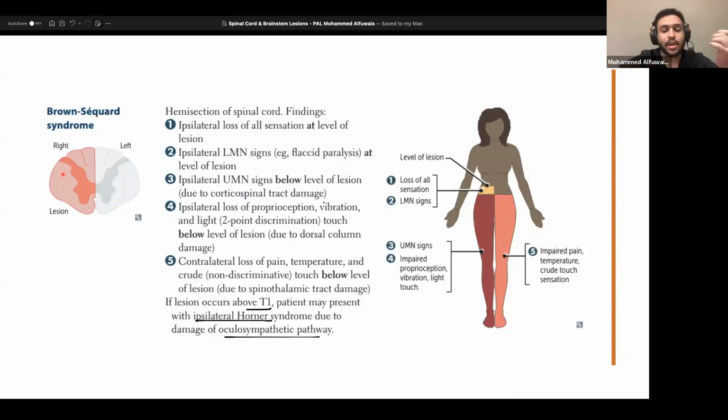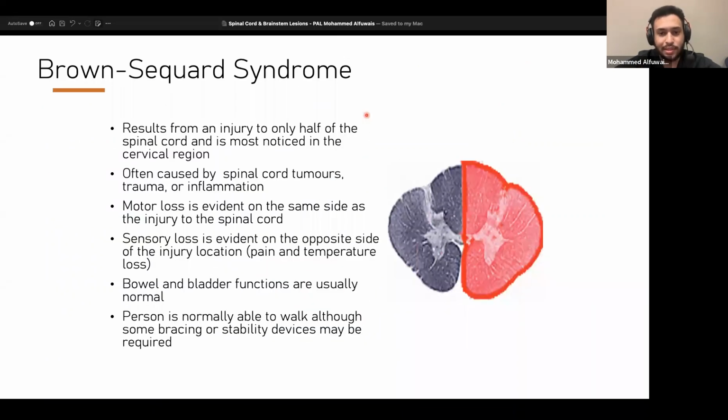Okay. Last thing is spinothalamic tract. You'll have loss of pain, temperature, crude touch, and pressure contralaterally below the level of the lesion. Is that okay? Okay, perfect. So that's pretty much the hardest syndrome to remember, because it's the most tested in terms of concept, whether or not you got the concept of the brainstem.